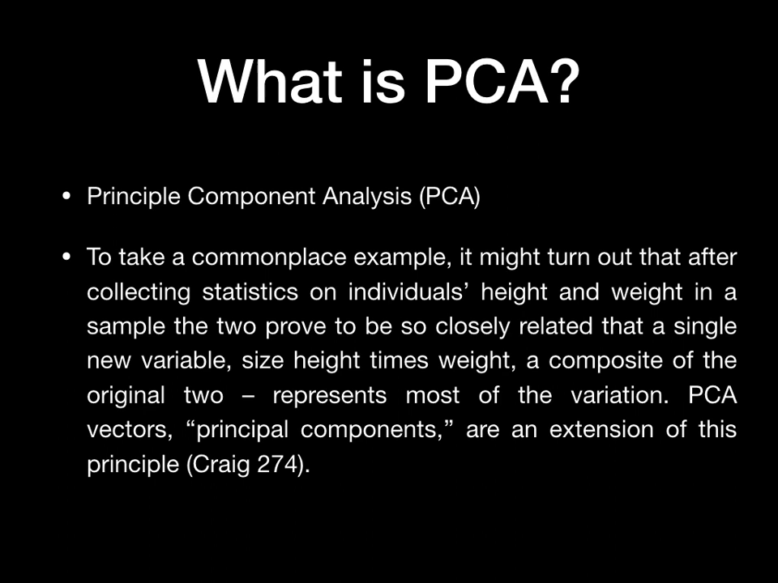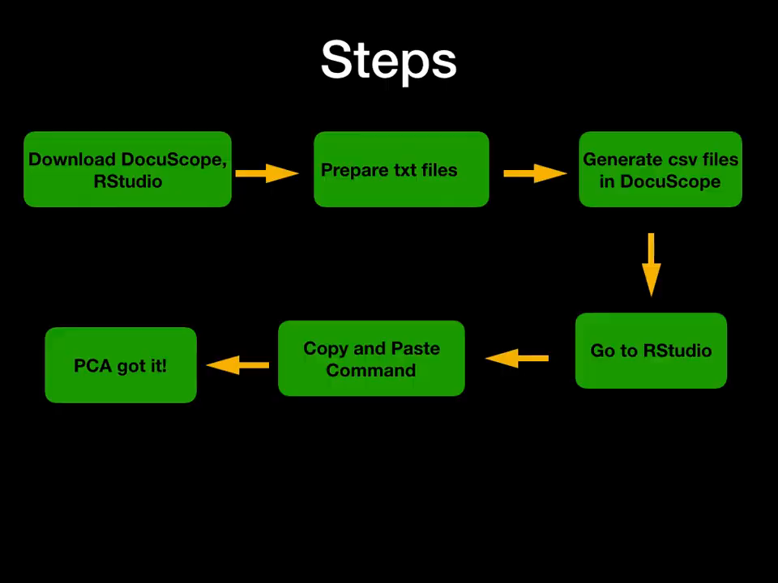To take a commonplace example, it might turn out that after collecting statistics on individuals' height and weight in a sample, the two proved to be so closely related that a simple one-variable size, height times weight, a composite of the original two, represents most of the variation. PCA vectors, principal components, are an extension of this principle.